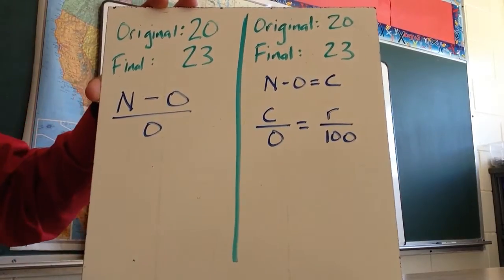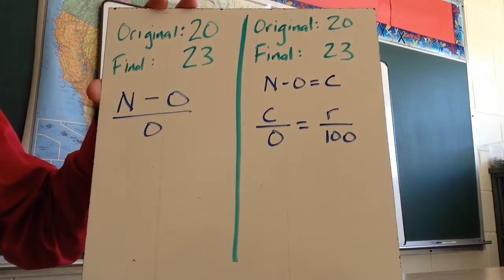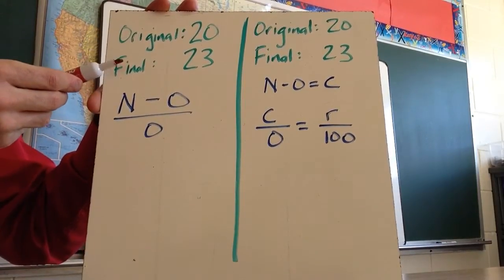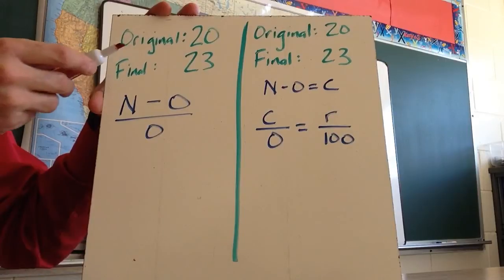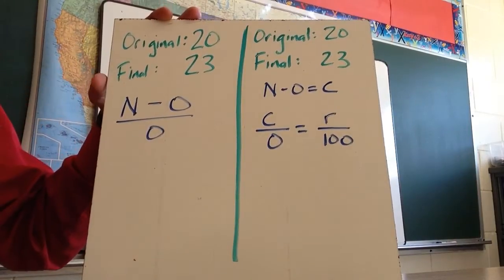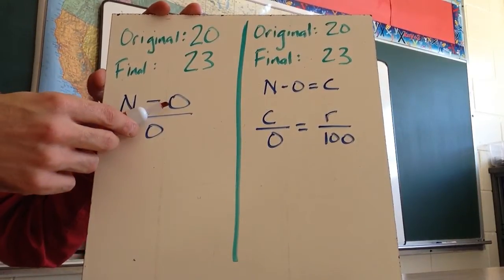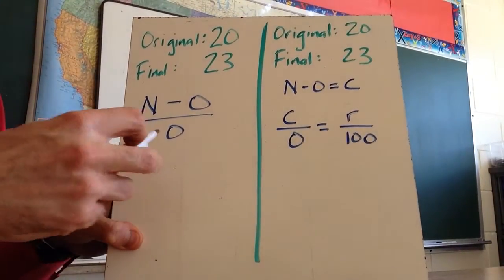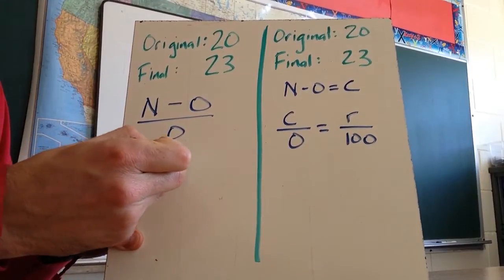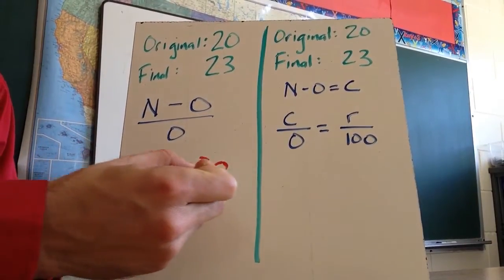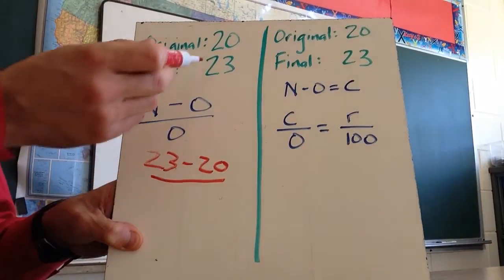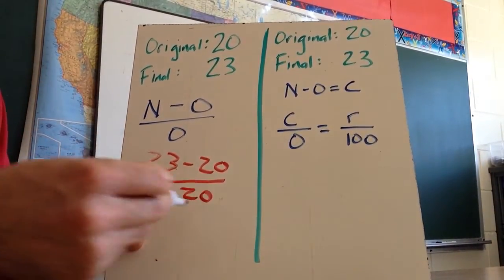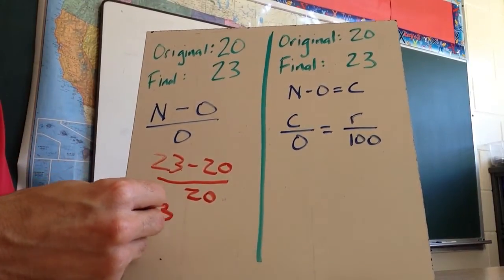The first formula is that you're going to take the original price, let's just say it's dollars, but it could be anything, is 20, and the final is 23. So I'm calling this original and this new. One way to solve this is to go new minus original over original. So this would become 23 minus 20 over the original, which is 20. So this becomes 3 over 20.